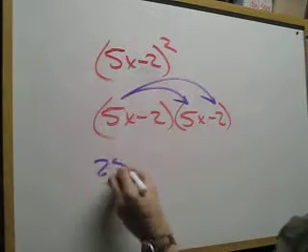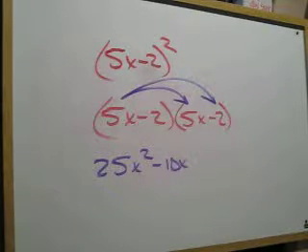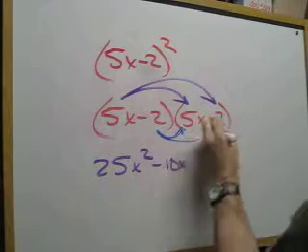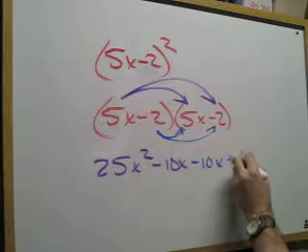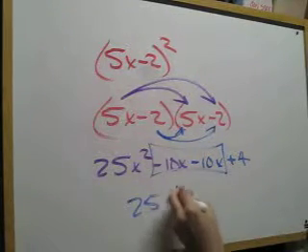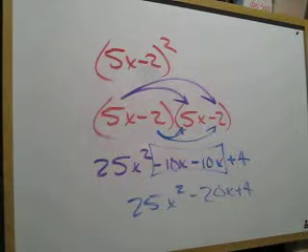So we get 25x squared minus 10x. And then we're going to take the second term and multiply it by both parts. So negative 10x plus 4. We're going to combine like terms here and end up with an answer like that. Not much to that. And that'll be good then for lesson 9.3.